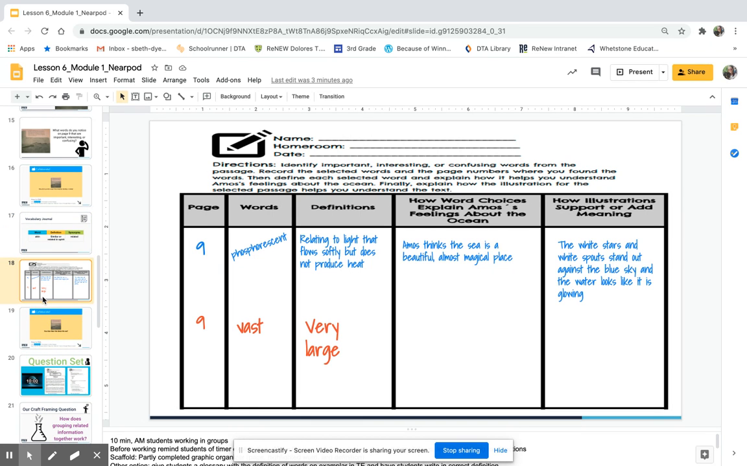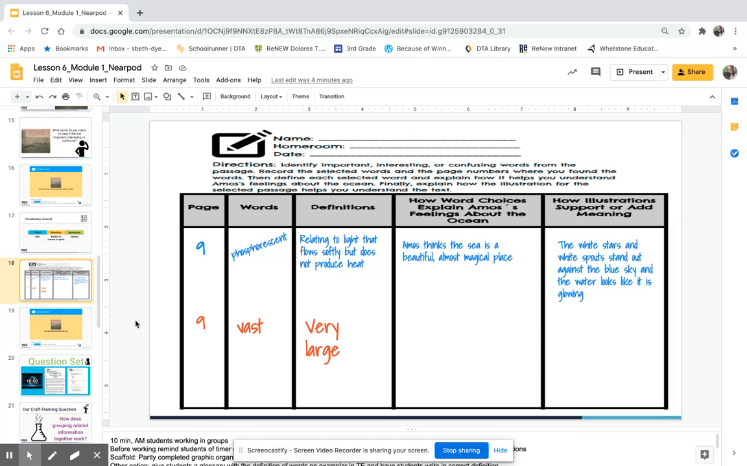Finally, on page 28 in our response journal, we completed this chart as we looked at page 9. I did what's in blue with you. We said that the word phosphorescent means relating to light that glows softly but does not produce heat. We said Amos thinks the sea is a beautiful, almost magical place, and the illustration shows the white stars and white spouts stand out against the blue sky, and the water looks like it's glowing.